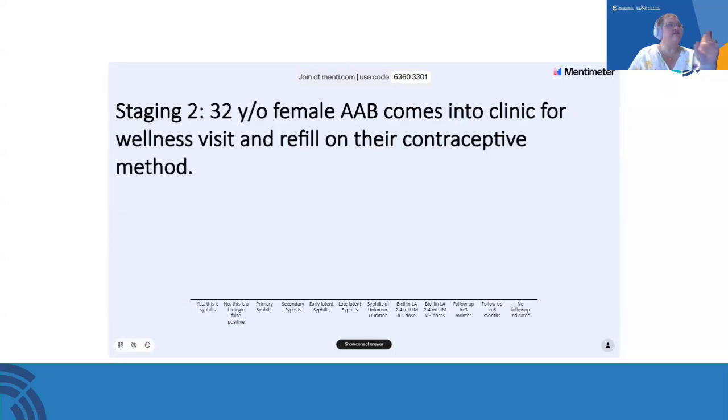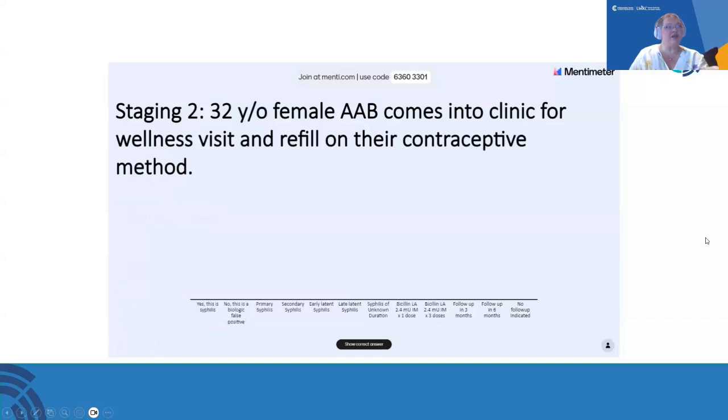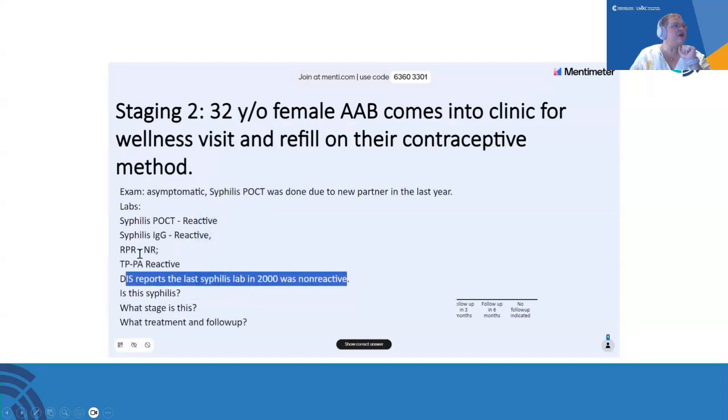Yes, it's syphilis. It is late latent, and the treatment would be bicillin 3 doses. Yes, it's syphilis, late latent, bicillin 3 doses. And then because her RPR is non-reactive, there would be no follow-up indicated because you can't go down fourfold from non-reactive. There's nowhere to go. So you don't have to do any follow-up after that.